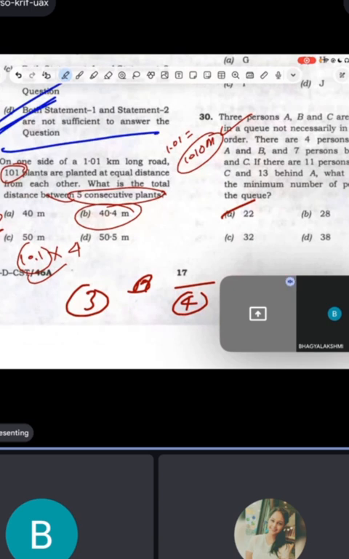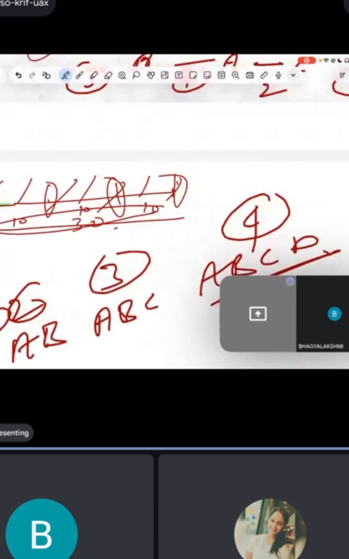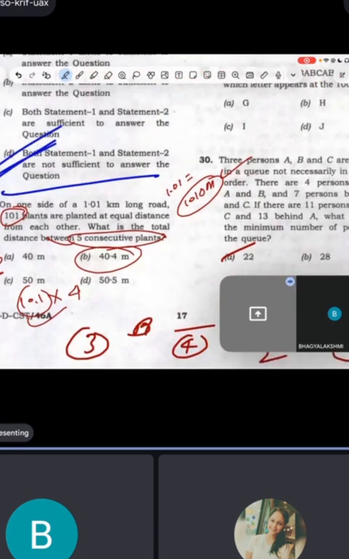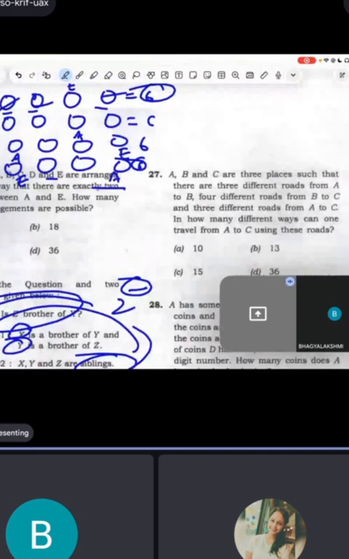There is nothing but just common sense, guys. Four plants means three distances, means three gaps basically. And gap means distance. So always remember, guys. But next year, what can UPSC do? They can change the problem here. They will give the gap and you have to find out the plants. Here they have given the plants and you have to find out the gap. So they can reverse it as well. So clear your concept. This is what is needed here.